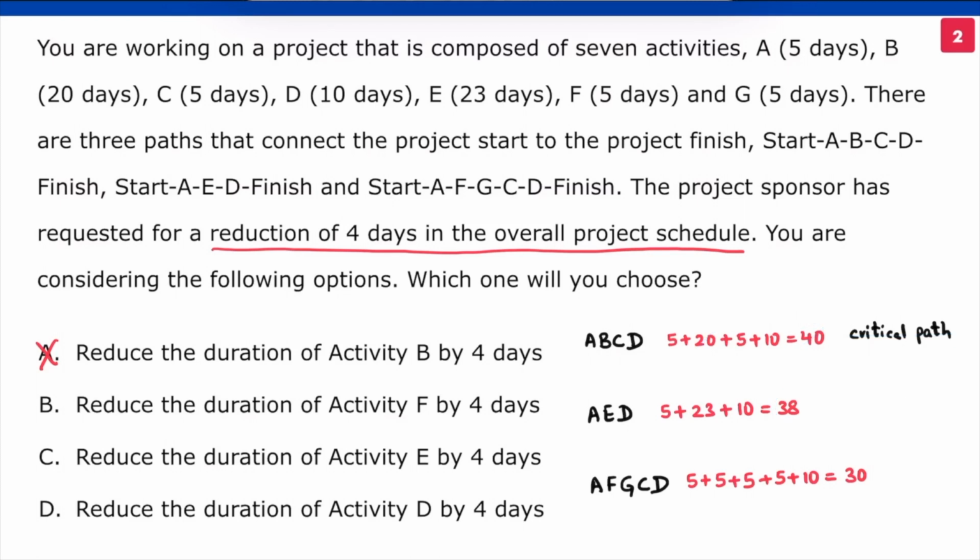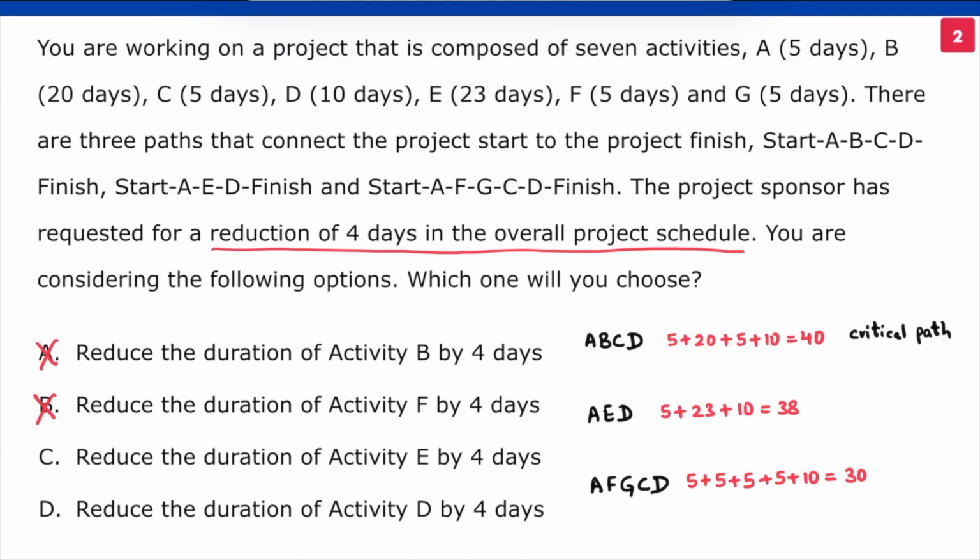If we reduce the duration of activity F by 4 days, the duration of path A, F, G, C, D is reduced to 26 days. But the critical path A, B, C, D is still at 40 days. There is no reduction in project schedule. Option B is also incorrect.